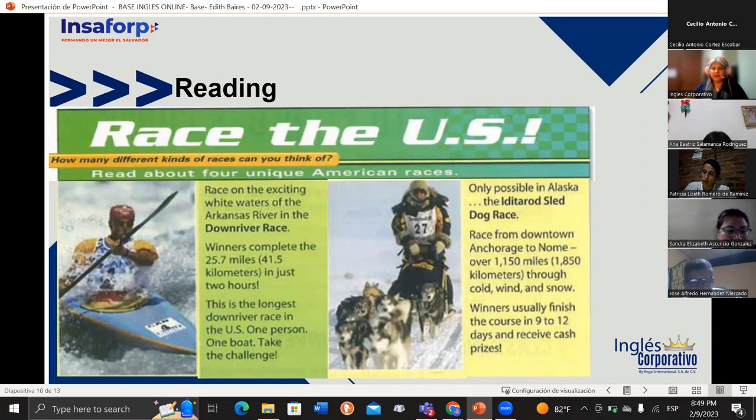Okay. Very good. Race on the exciting white water on the Arkansas River in the downriver race. Winners complete the 25.7 miles and 41.5 kilometers in just 2 hours. Wow. This is the longest downriver race in the U.S. One person, one boat, take the challenge. And that may be dangerous, but they do it.